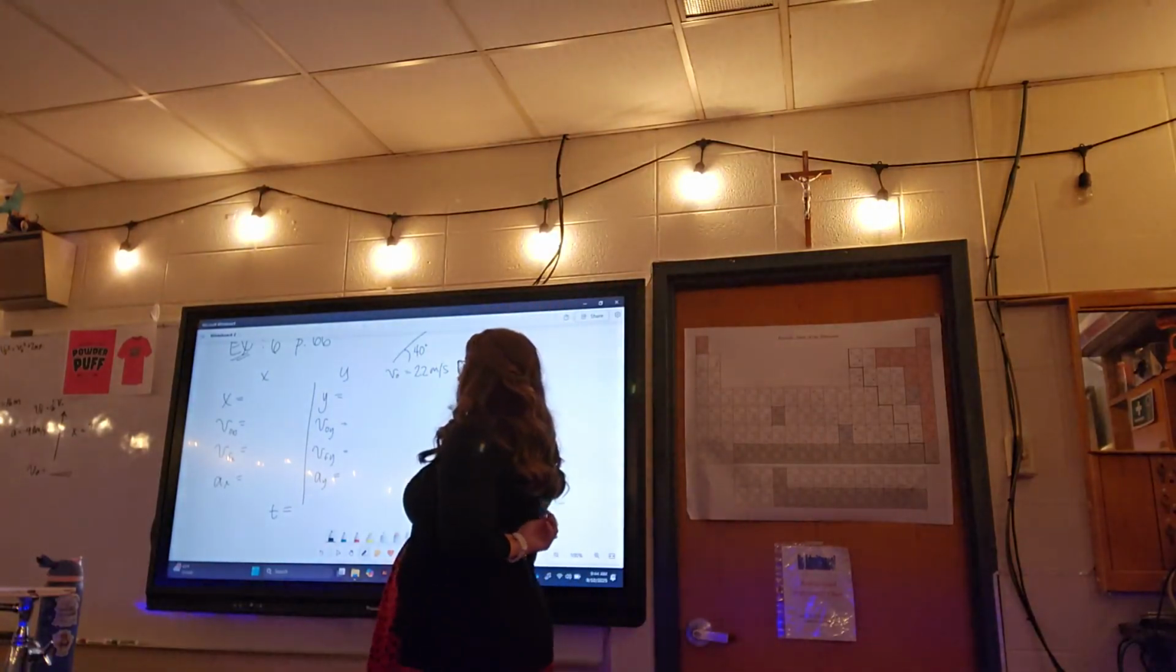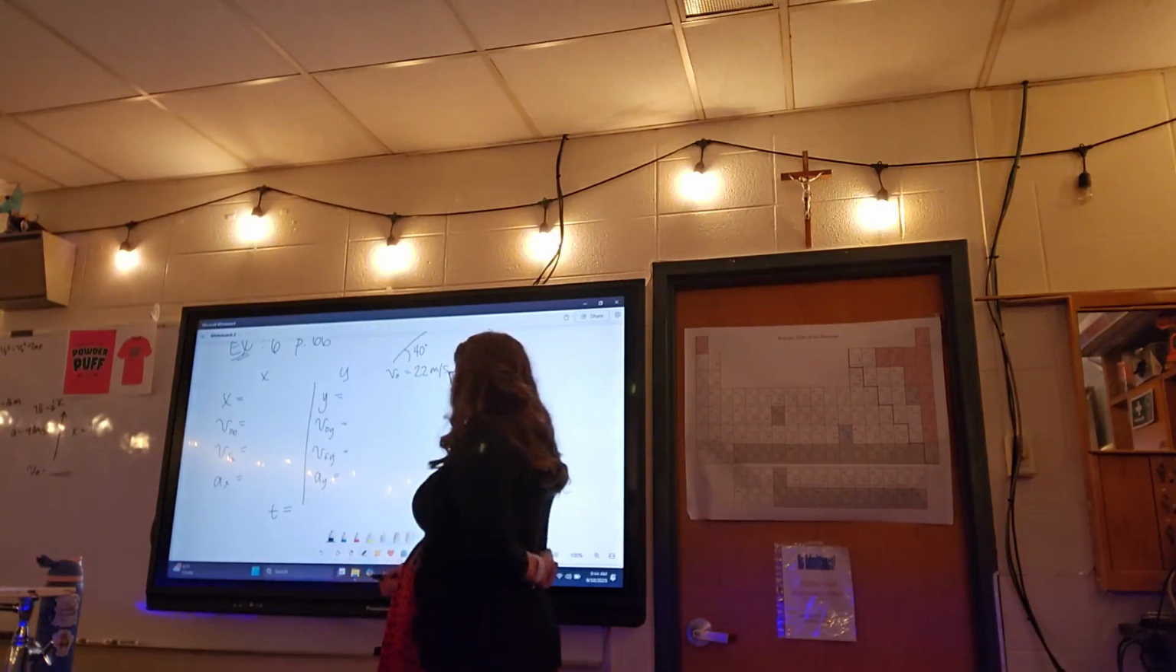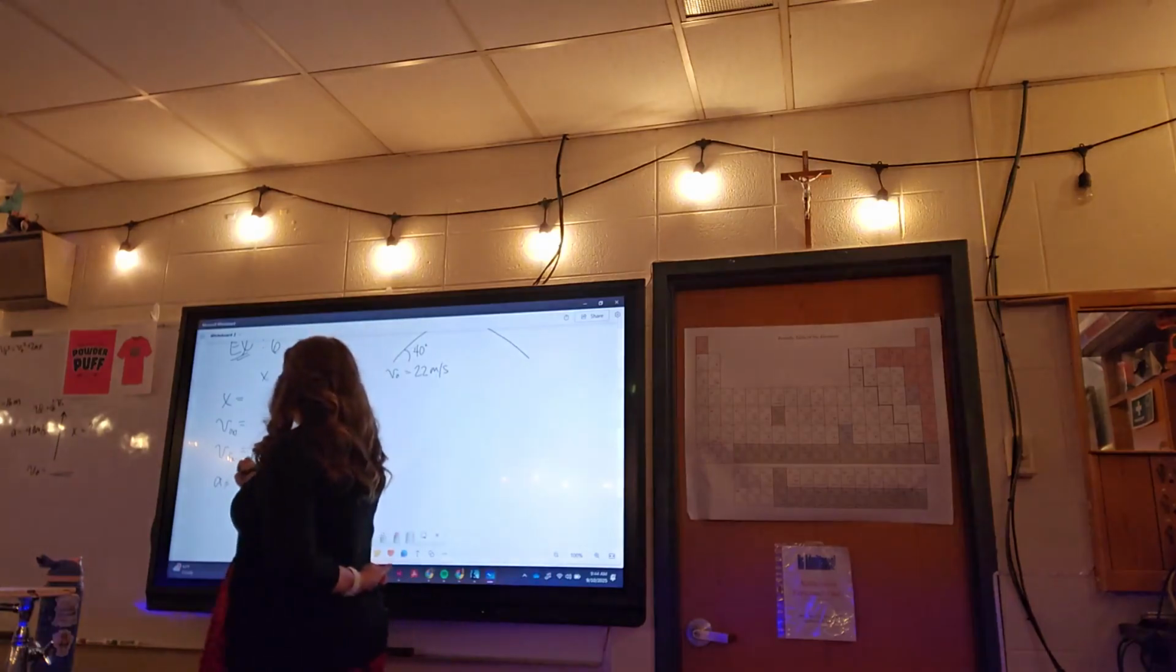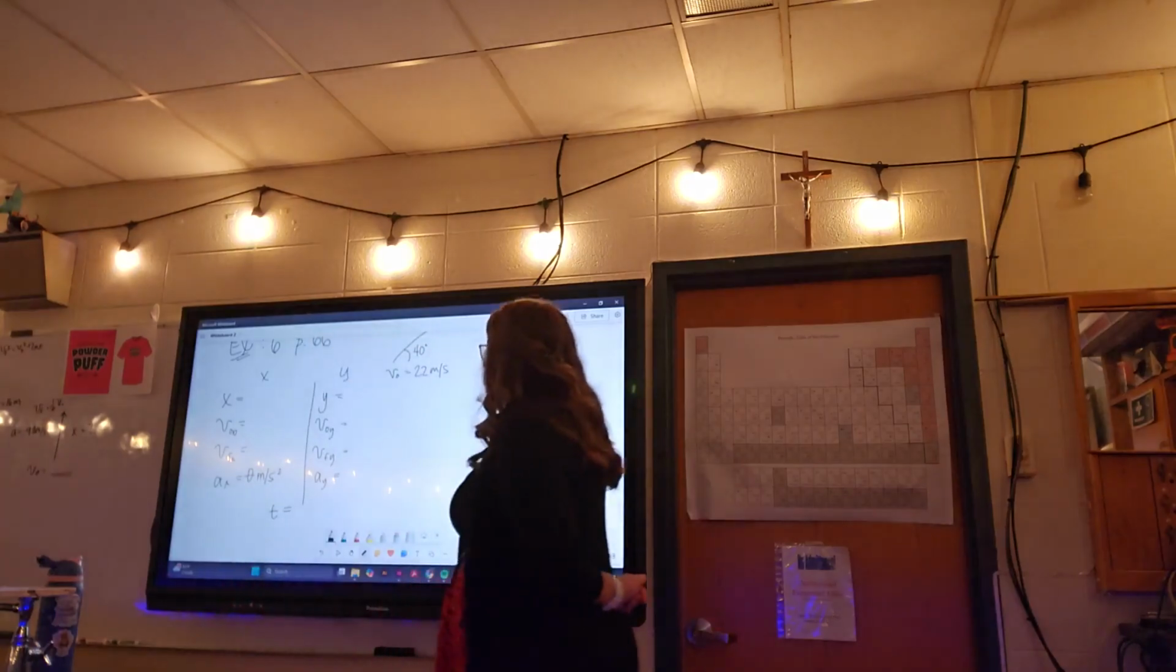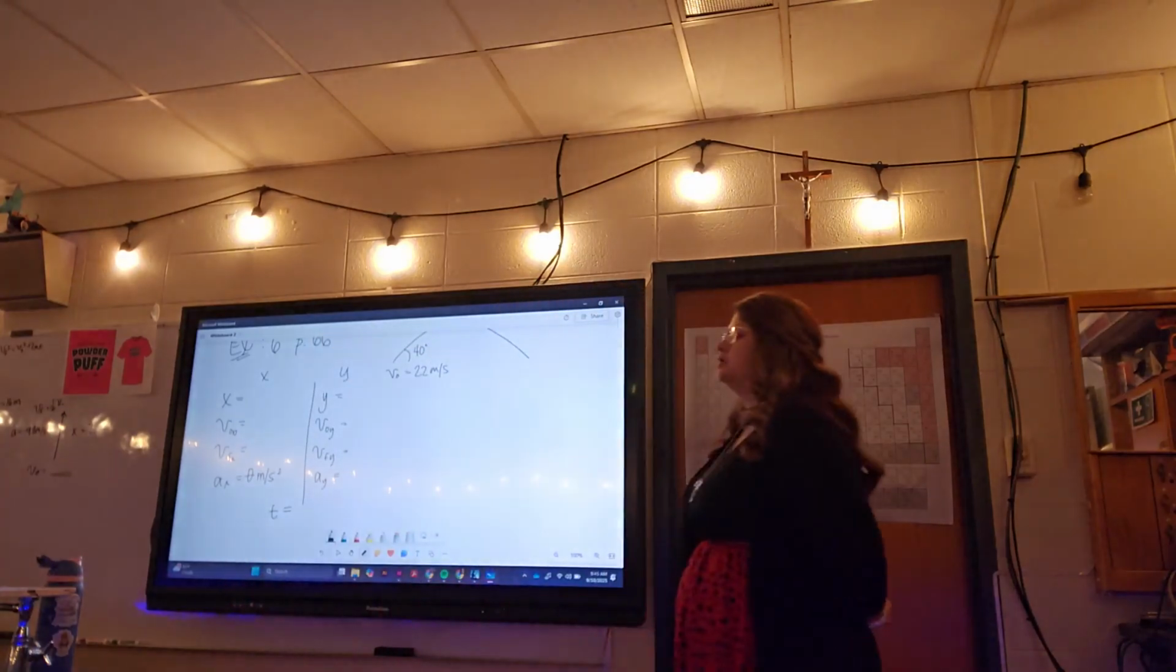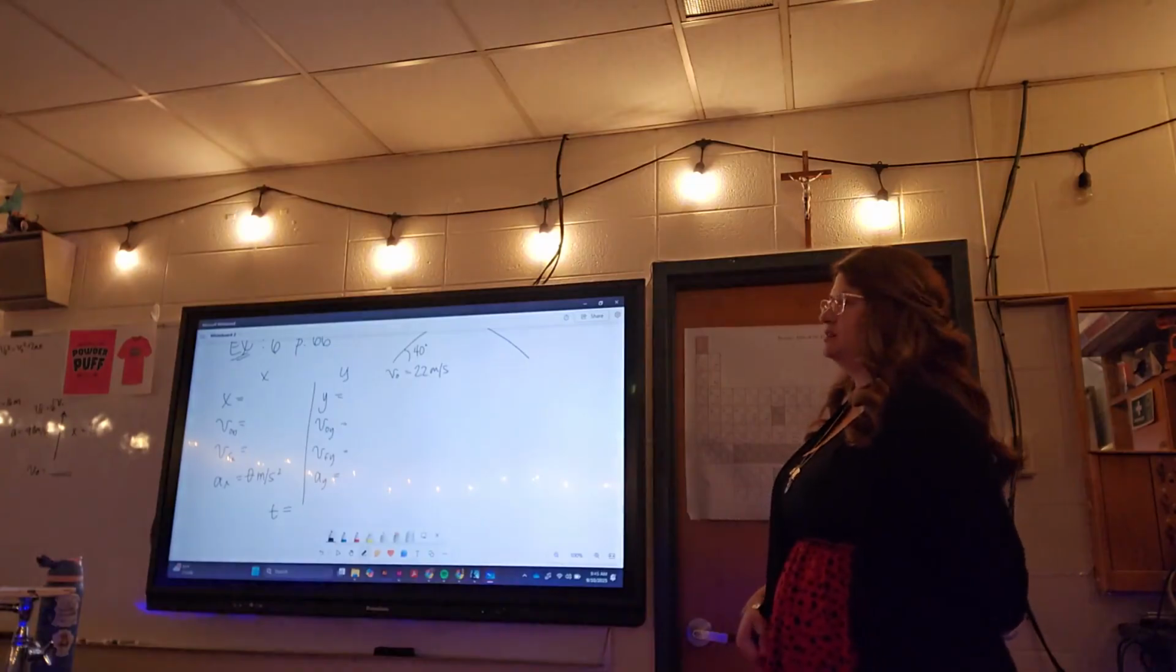Okay, so before we go back to the problem, let's fill in the stuff that we know. We know that a_x is 0. How do we know that? Well, it did say to ignore air resistance. So in all of these problems, horizontal acceleration is 0.